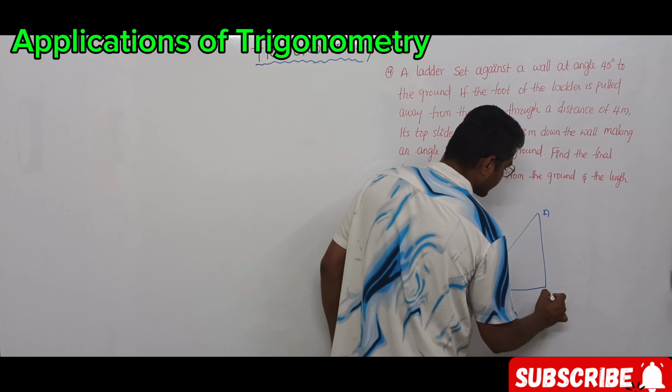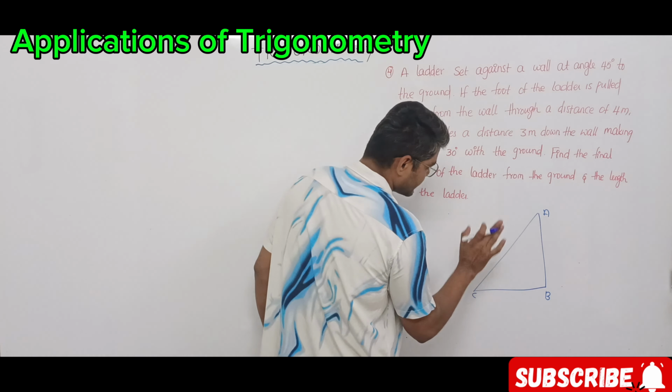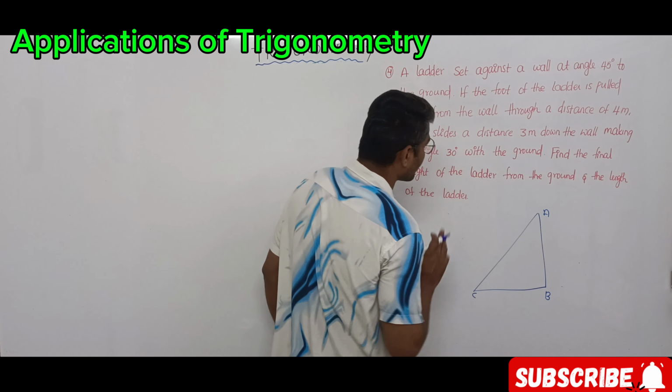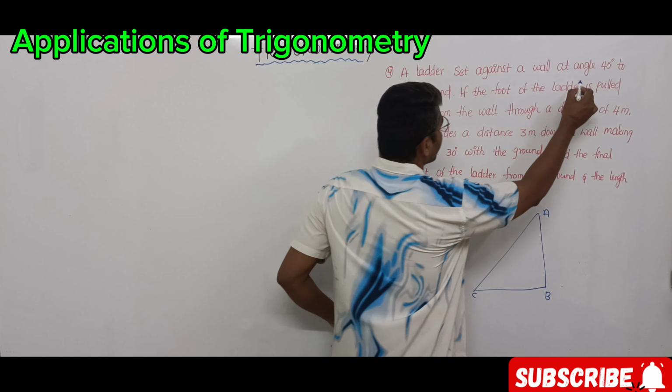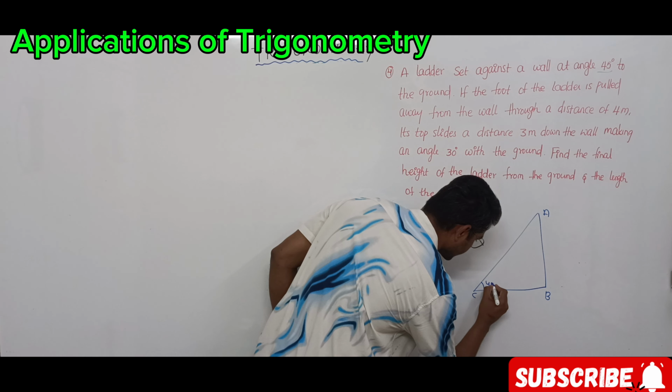So A, B, C. AC is the ladder, AB is the wall. So the angle is 45 degrees. So this is 45 degrees.